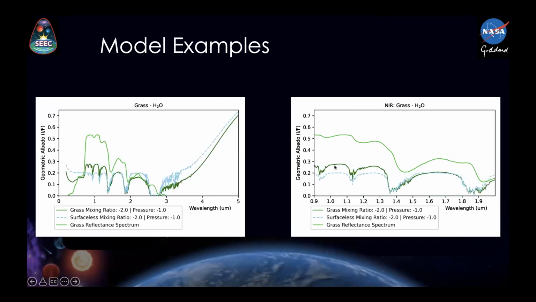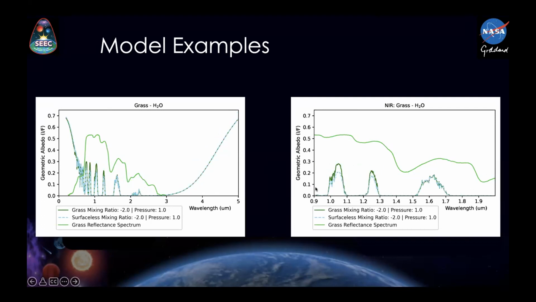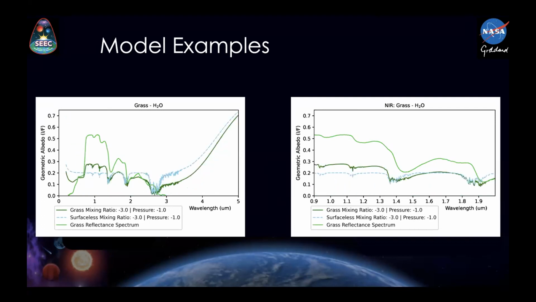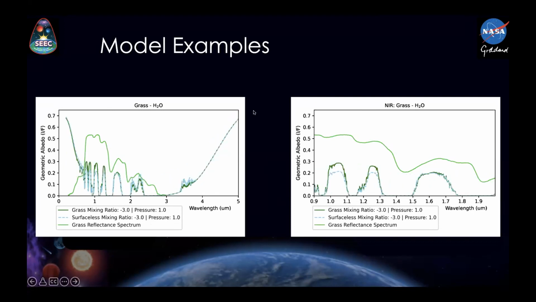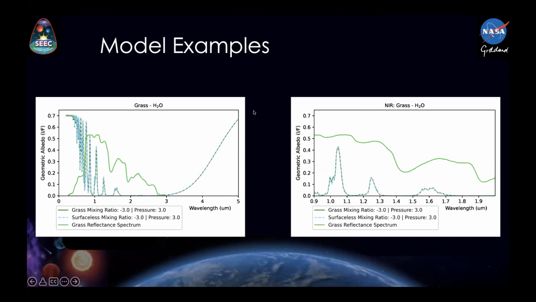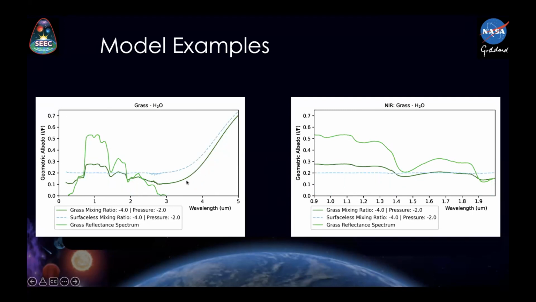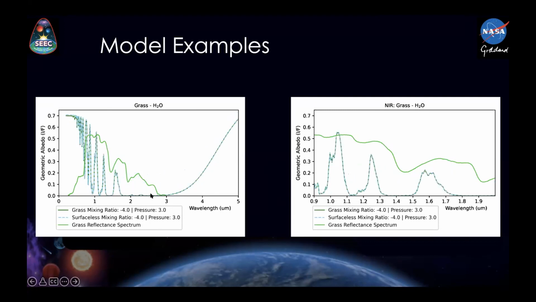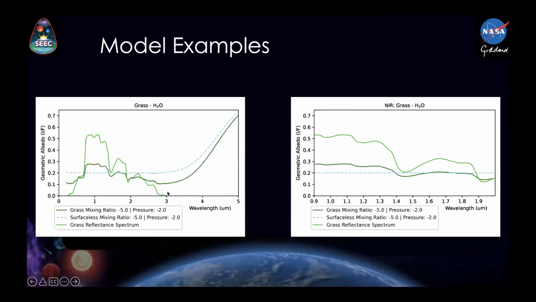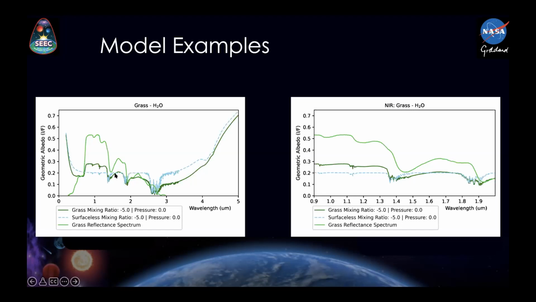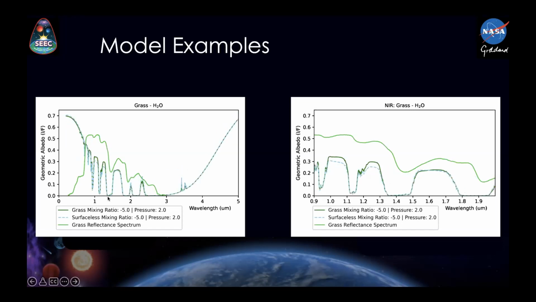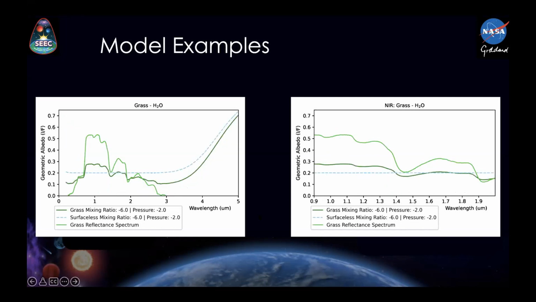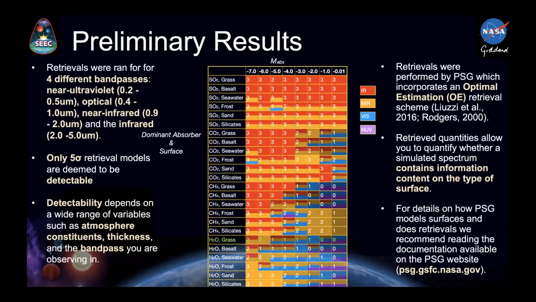And then in the dark green is our models, and in the blue is those same models, except now with just a flat surface. When I say flat surface, I mean a flat albedo of 0.3 specifically. We can notice that as our pressure increases and as our mixing ratio increases, the morphology of the spectra starts to change. We can see grass very clearly, and then as our atmosphere gets thicker, it becomes harder and harder to see. And so the next thing we did was we ran retrievals on these models.